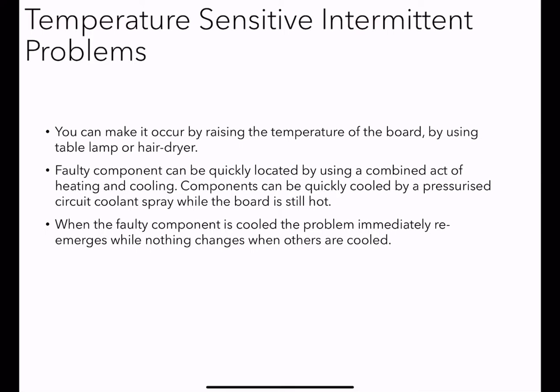As the temperature of the device goes up, the problem appears, and as the temperature goes down, the problem disappears again. Such types of problems are referred to as temperature sensitive intermittent problems. Those are not difficult to locate. These can occur by raising the temperature of the board. We just use a table lamp or a hair dryer to increase the temperature of the board, and we will see that immediately occurring.